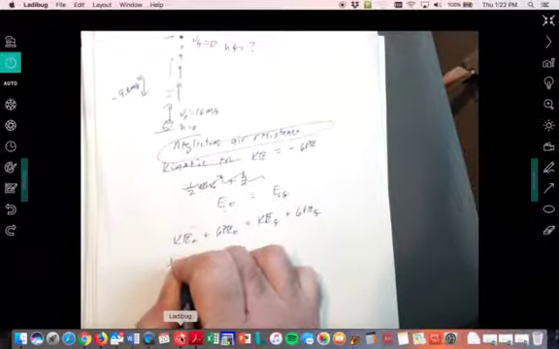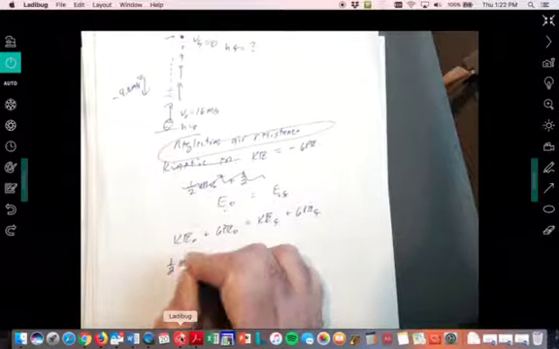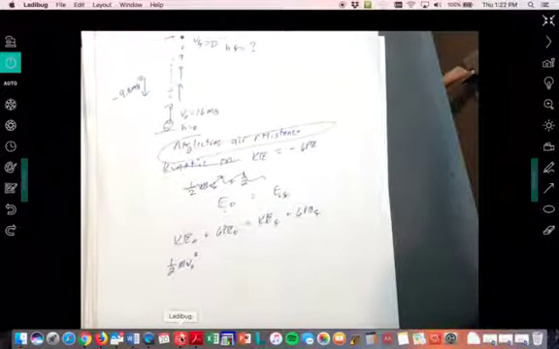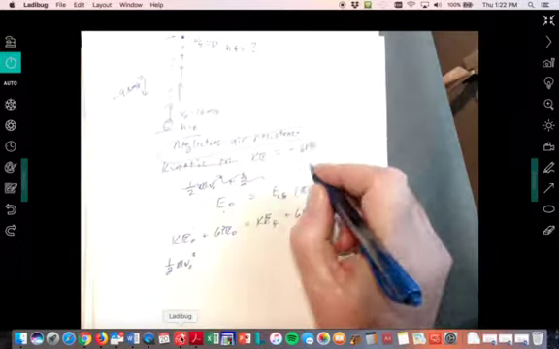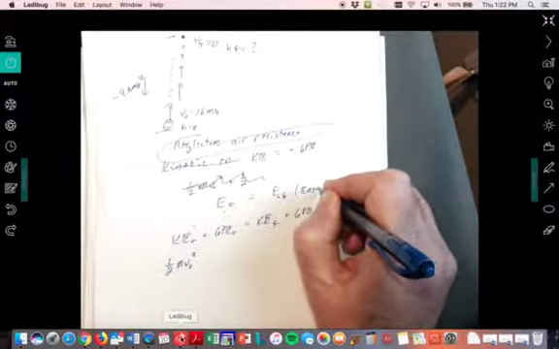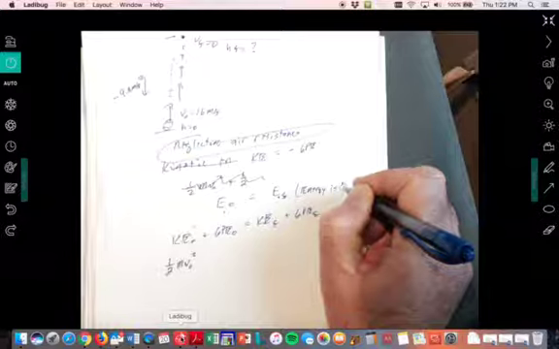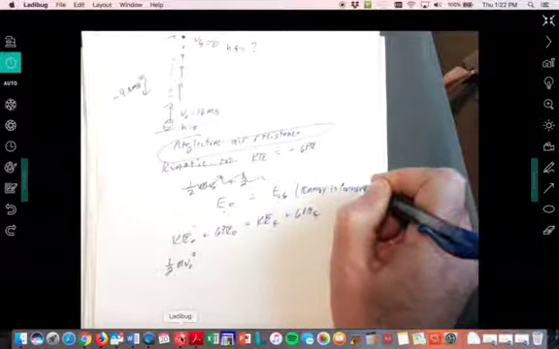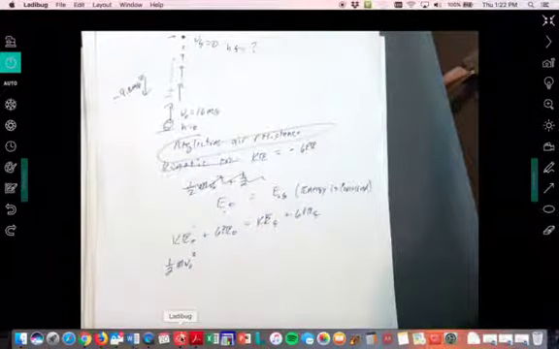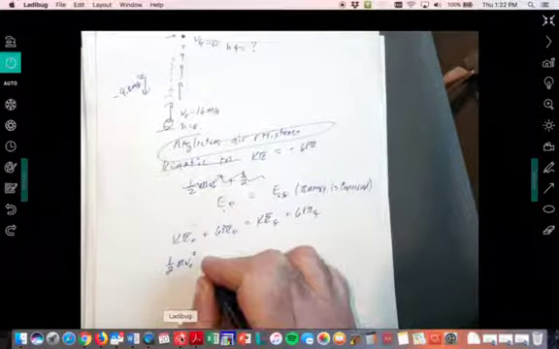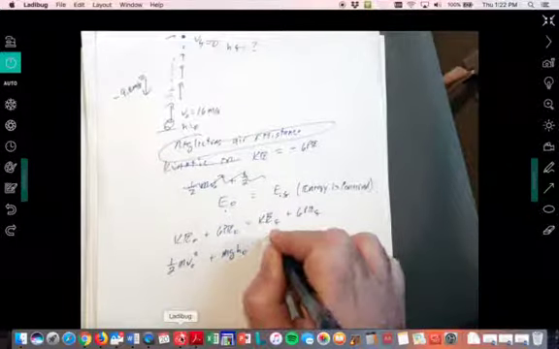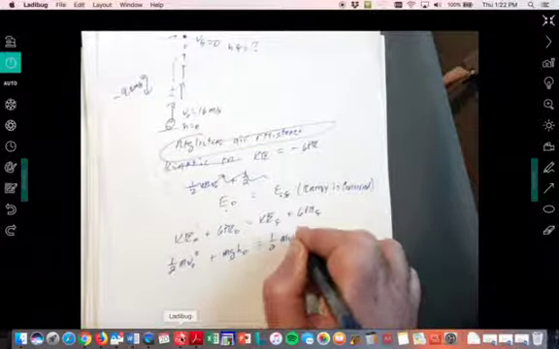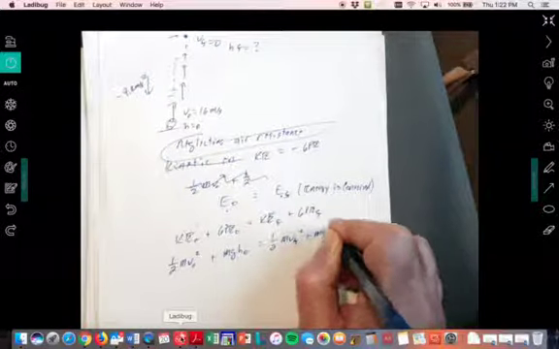1/2 mv squared. Now, did you notice in this problem that we weren't given the mass of the baseball? That's because the energy is conserved. Energy is conserved. Huge idea: conservation of energy. So 1/2 mv naught squared plus mg h naught is equal to 1/2 mv final squared plus mg h final.